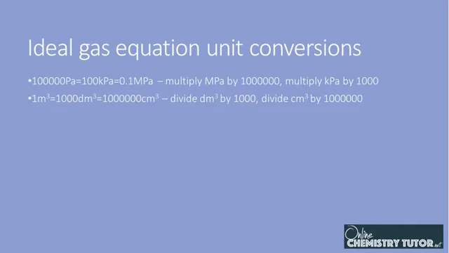So whereas there are 10 centimeters in a decimeter, there are 10 times 10 times 10 centimeters cubed in a decimeter cubed. 10 times 10 times 10 is, of course, 1,000. So there are 1,000 centimeters cubed in a decimeter cubed. The same logic applies going from decimeters cubed to meters cubed. There are 1,000 decimeters cubed in 1 meter cubed. So if you are given the volume in decimeters cubed, you must divide it by 1,000 to convert it to meters cubed. If you're given the volume in centimeters cubed, you must divide it by 1,000,000 to convert it to meters cubed.